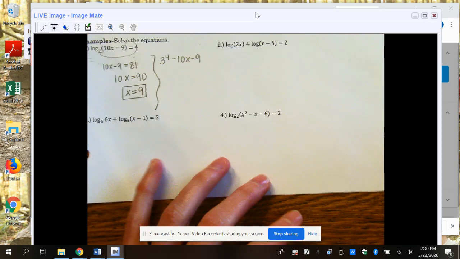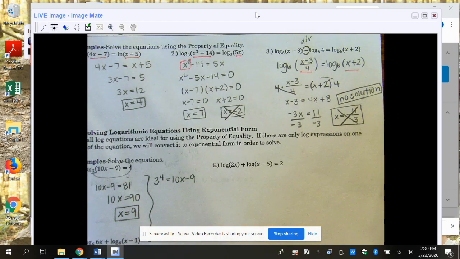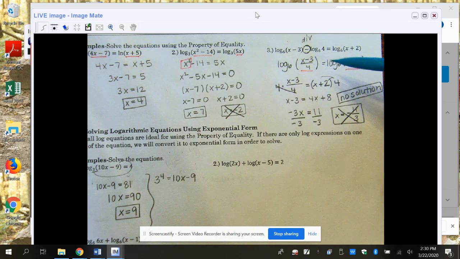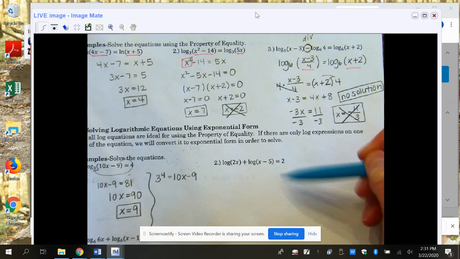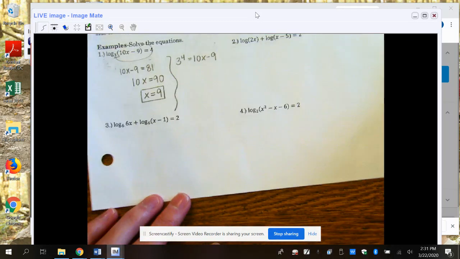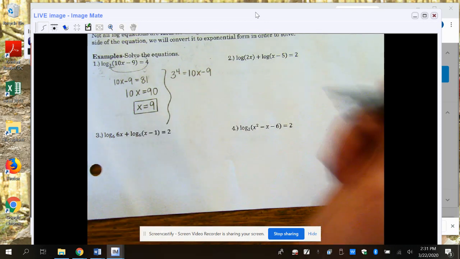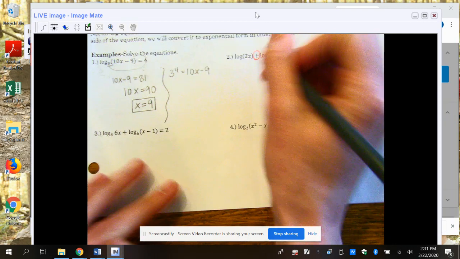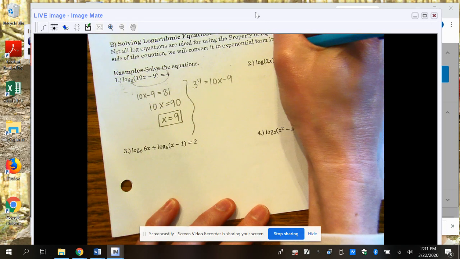All right, so in number 2, just like we did in number 3 up here, before you can do anything, whether it's the property of equality or changing it into an exponent, you have to combine all of your like terms. So you cannot do anything until these two logarithms are combined. Whenever we see that addition, we have to remember that addition and multiplication go together.